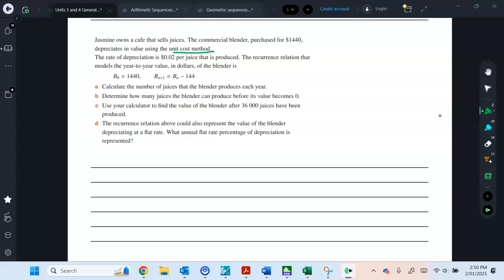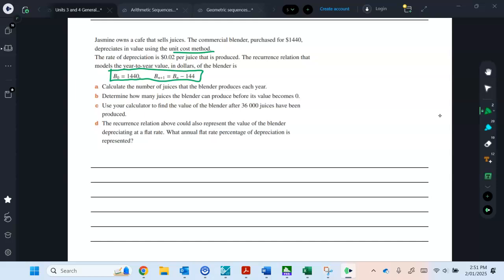Now, this recurrence relation is actually an example of flat rate depreciation. If it's saying it's $144, it's basically saying you've made the same amount of juice each year, which is probably not true. So I think there's a later question where, yeah, in part D, we're going to, oh, hold on, let me just have a look. Anyway, let's keep going, I don't want to read and try to do things at the same time. So if we need to look at the unit cost, we'll do that.